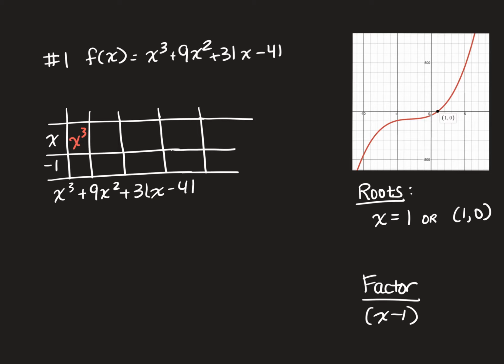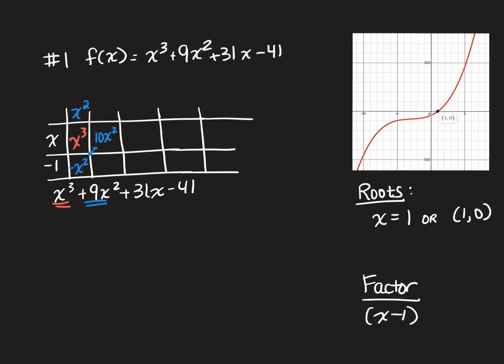So I start out with the x cubed, and I know that in order to get x cubed, when I multiply something by x, I will have to multiply by x squared. And then I can multiply x squared by -1 to get negative x squared. Now I know that these 2 boxes have to add up to 9x squared. So that means this has to be 10x squared.